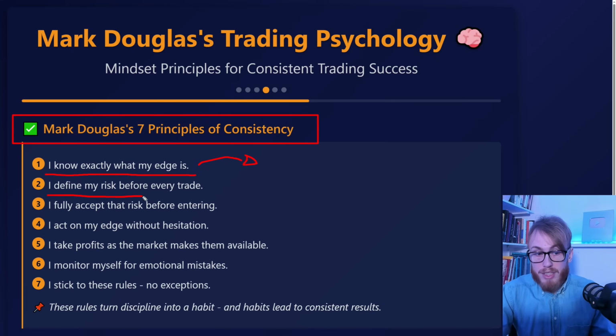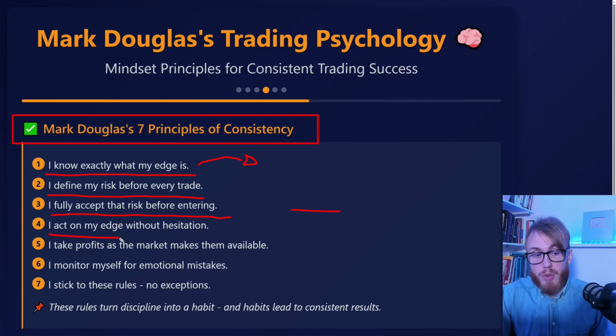2, you need to define your risk before every trade. So you will need to know, how much can I lose? You can do that by setting a stop loss. And 3, you need to fully accept the risk before entering. I talked about this earlier in the video and why it's so important.